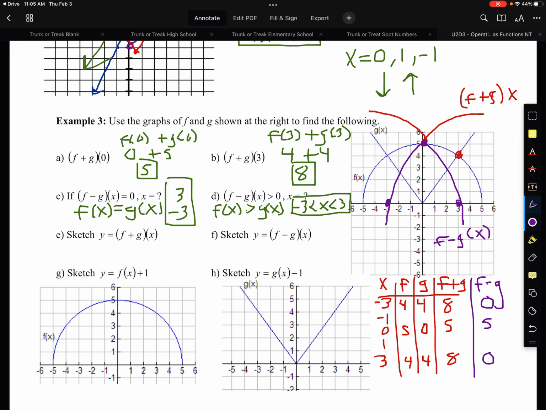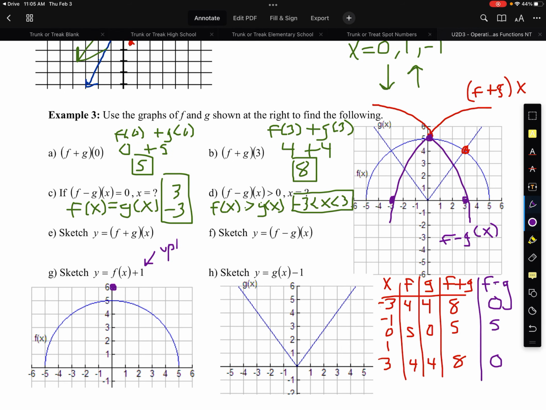All right, last example's G and H. Plus 1 tells us to move it up 1, so the whole graph would go up. We'd have that, we'd have that, we'd have that. That goes there. I'm looking for nice clean points. That makes this easier. And we have that curve. The G of X minus 1 means we go down 1. So we'd have here, here, here. And we have this graph like so.